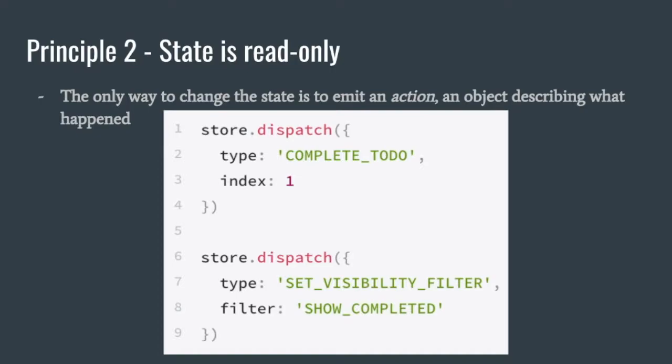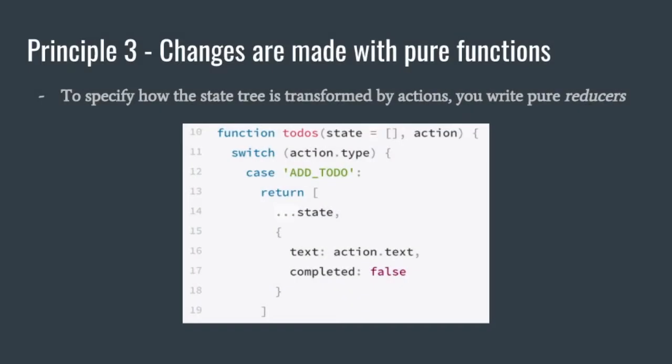Because all changes are centralized and happen one by one in a strict order, there are no subtle race conditions to watch out for. As actions are just plain objects, they can be logged, serialized, stored, and later replayed for debugging or testing purposes. And lastly, moving on to principle 3, changes are made with pure functions.